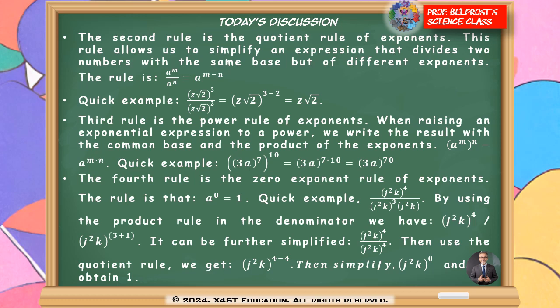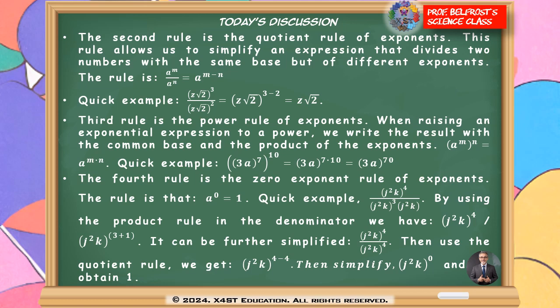So z times square root of 2, to the 3, divided by z times square root of 2, squared. Because the base is the same expression, z times square root of 2, we can apply the second rule. So in parentheses, z times square root of 2 to the power of 3 minus 2. Because the power is just 1, we don't need to write it. So we can just express it as z times square root of 2. Very simple.